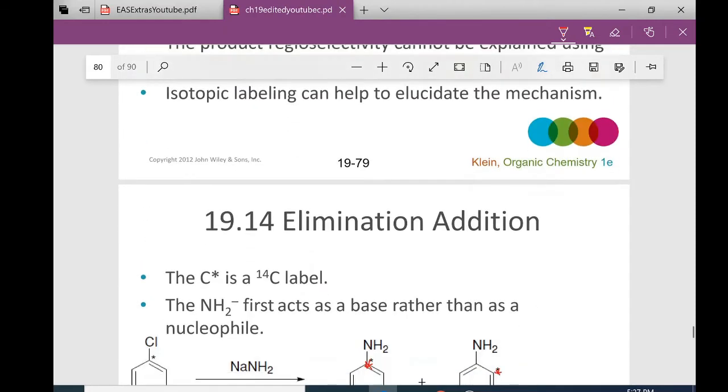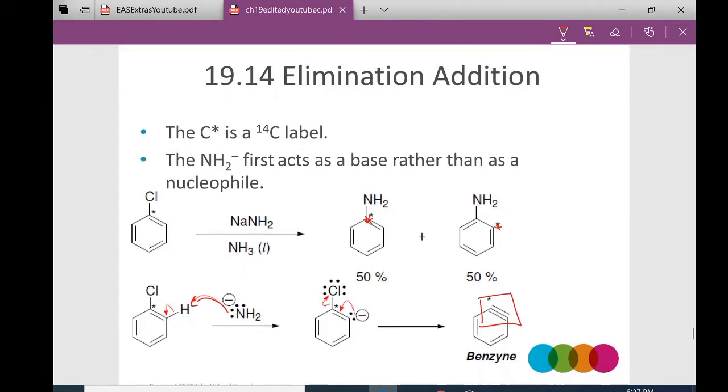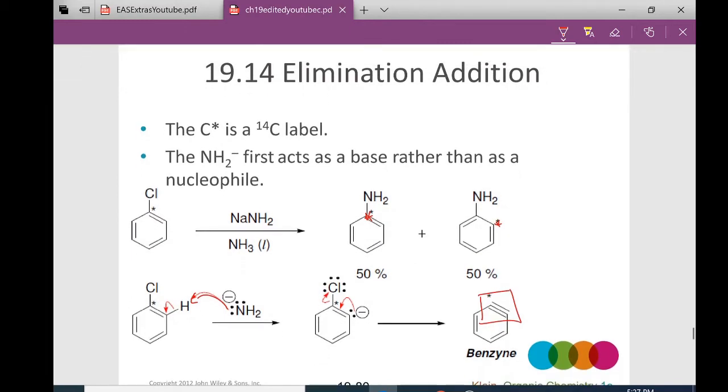That's a good question. So scientists were interested in this, and they actually used what's called a carbon-14 label. So they put a radioactive carbon in the substrate, and they found that the chlorine was substituted at the carbon bearing the label and at the adjacent carbon at the ortho position. So the mechanism was determined to be that the sodamide, the NH2 minus, can pull off a hydrogen, and in doing so, it forms what's called a benzyne intermediate.